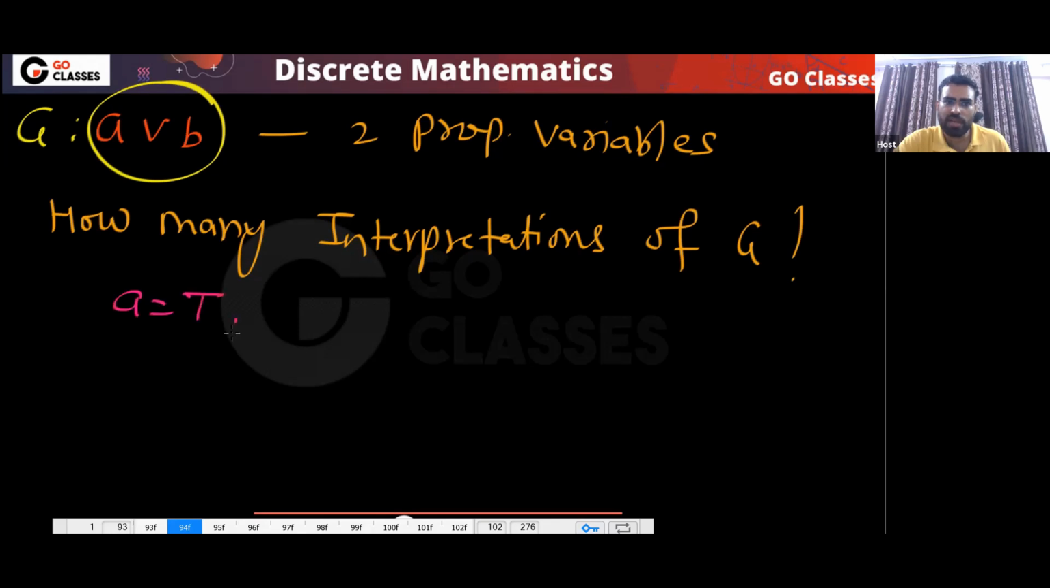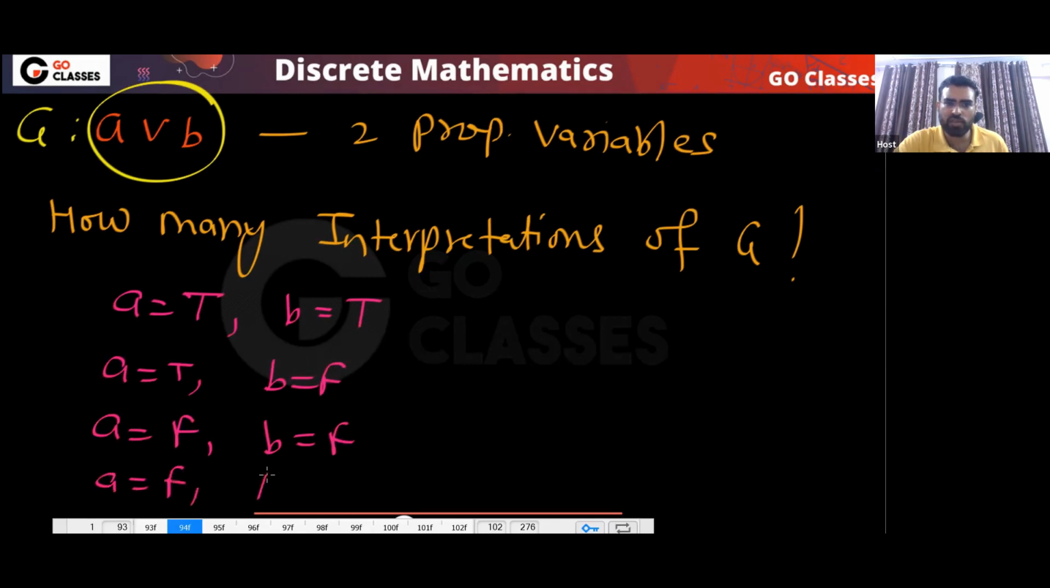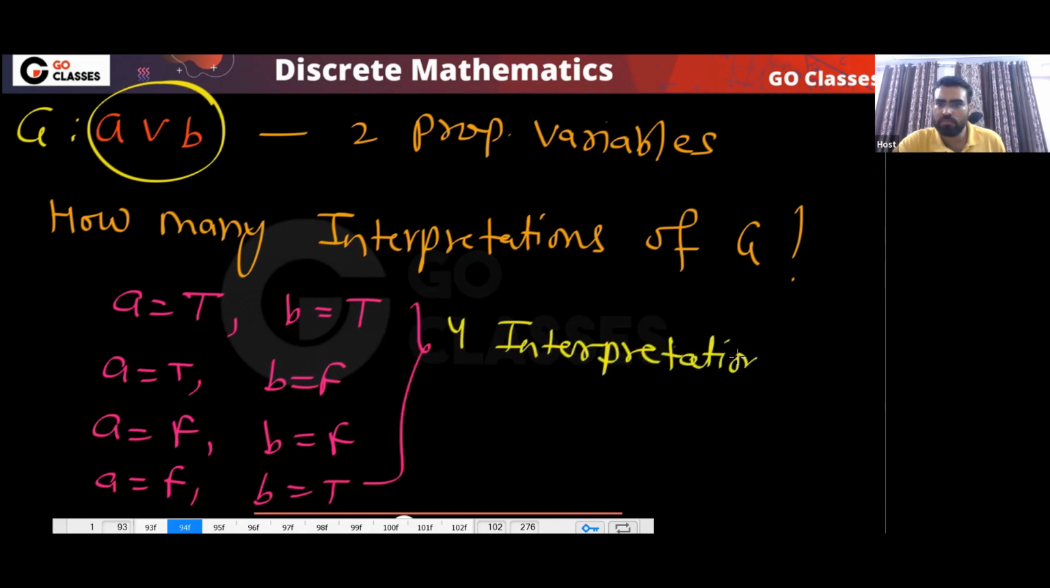These are the interpretations. A is true, B is true. This is an interpretation: A is true, B is false. This is an interpretation: A is false, B is false. And A is false, B is true. So we have a total of 4 interpretations.